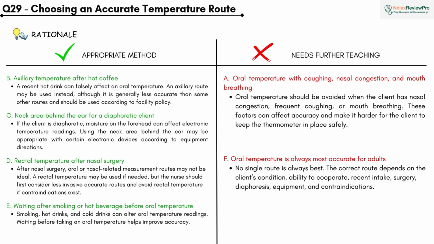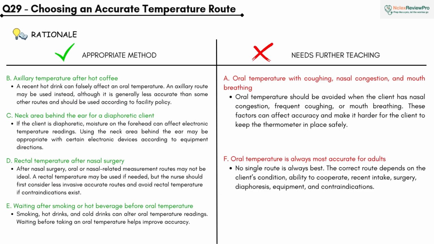An oral temperature requires the client to keep the thermometer properly placed and keep the mouth closed. Coughing, nasal congestion, and mouth breathing can affect accuracy and make the route less reliable. For option B, using an axillary temperature after the client drank hot coffee is an appropriate method. A recent hot drink can falsely affect an oral temperature. An axillary route may be used instead, although it can be less accurate than some other routes, so the nurse should follow facility policy.